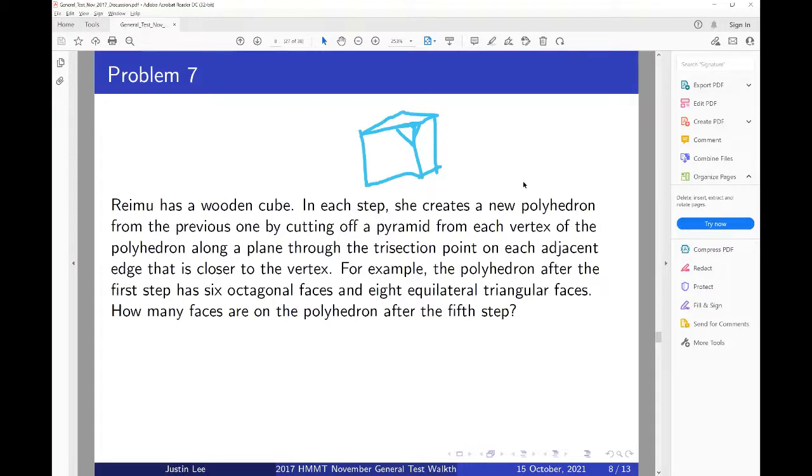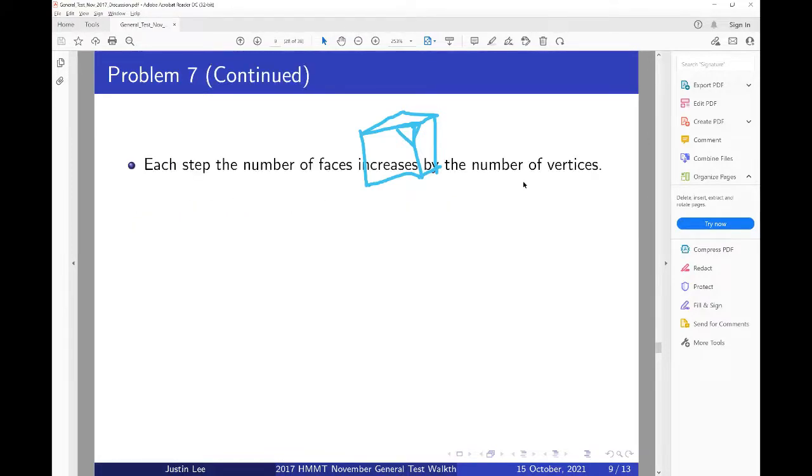Well, each step, you're going to have the original faces. Those are still going to be faces. And the new faces that we create are the planes that we chop out near each vertex. So each step, the number of faces increases by the number of vertices. So we just want to count the number of vertices at each step.